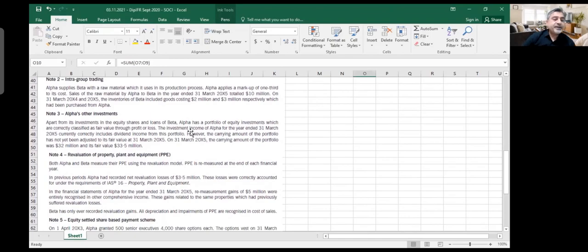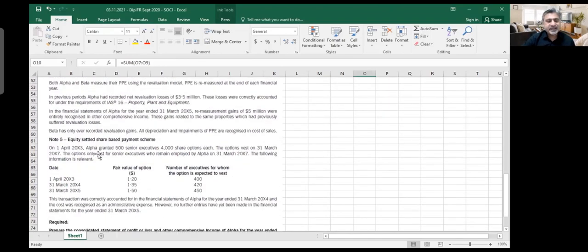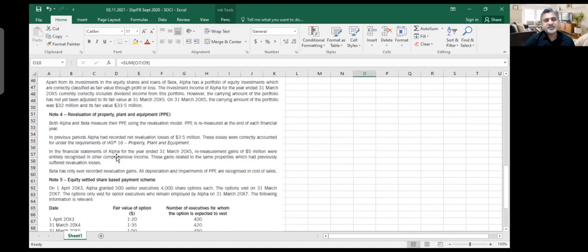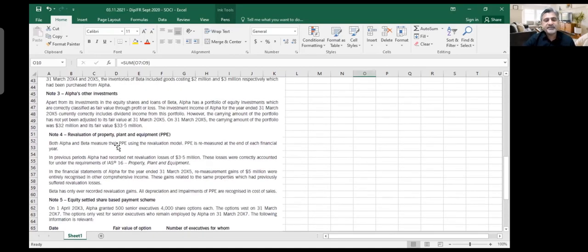And 1/3 is the profit. Alpha's other investments, apart from its investments in the equity share, by the way, I'm reading all of the notes except this equity share, share-based payment IFRS 2. Although we can start doing it now, I just want to make sure that we don't leave anything.